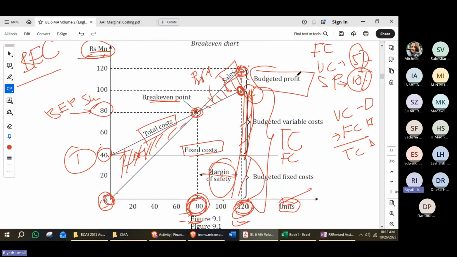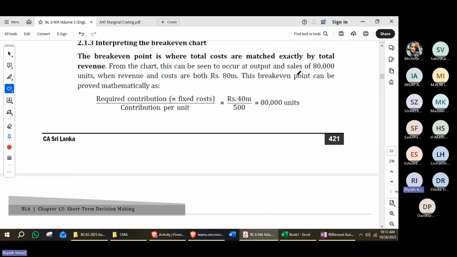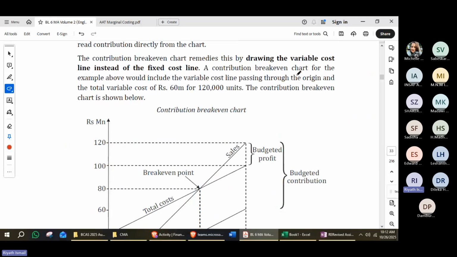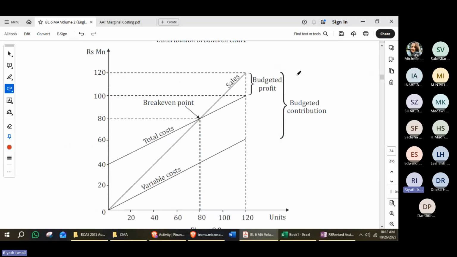And there is one more chart here. It's called the contribution break-even chart. In the contribution break-even chart, we are not worrying about the fixed cost. At production or sales 0, no sales, no contribution. At 120 units, we can find the sales value, and we can draw this line.